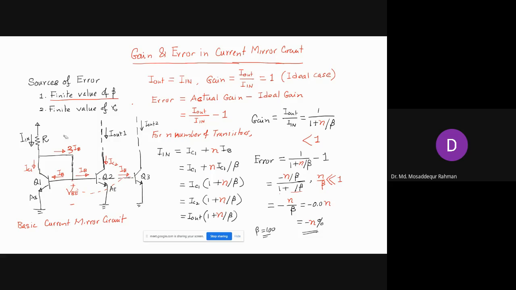The error we are getting is because IN has to supply the base currents. And how do you reduce the base current? You can reduce it if you have a high value for beta, because IB is IC by beta. If beta is large, then we can have less base current. So that is one way, but that is not that easy. There is a limit to that. We cannot have infinite beta. We can always have some finite value.